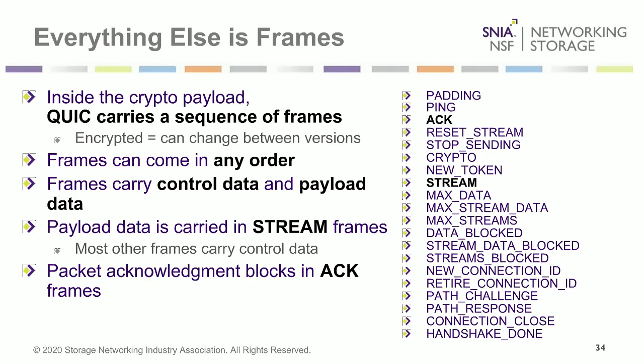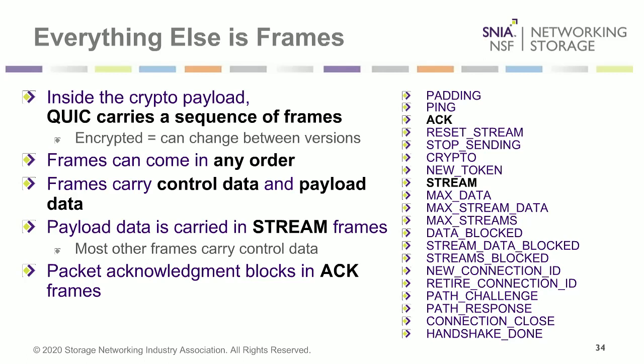And on the right, I have the list of all the frame types we currently have defined, the two most important ones, and also the ones that you might remember from TCP. Acknowledgements obviously are important. Receiver sends those to the sender to tell it which packets it got. And the sender usually sends stream data frames that carry application data towards the receiver.